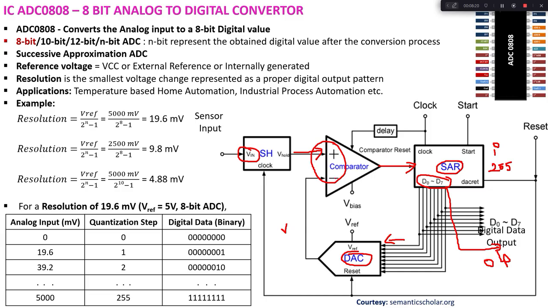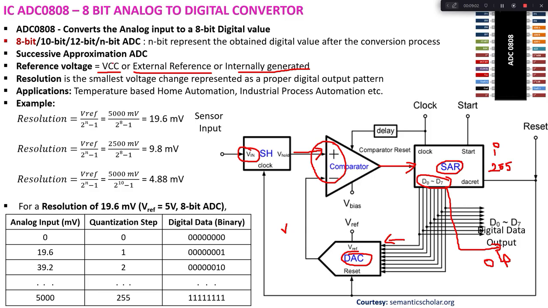And each ADC requires a reference voltage. The reference voltage represents how much the input voltage can swing. For example, if I use a reference voltage of 5 volt, my input voltage can swing between 0 to 5 volt. If my reference voltage is 2.5 volt, then the input voltage can swing between 0 to 2.5 volt. So the reference voltage determines how much the input voltage is going to swing. This reference voltage can be the IC supply voltage, or we can provide it externally, or it can be generated internally also. So we have multiple options and we need to configure it.